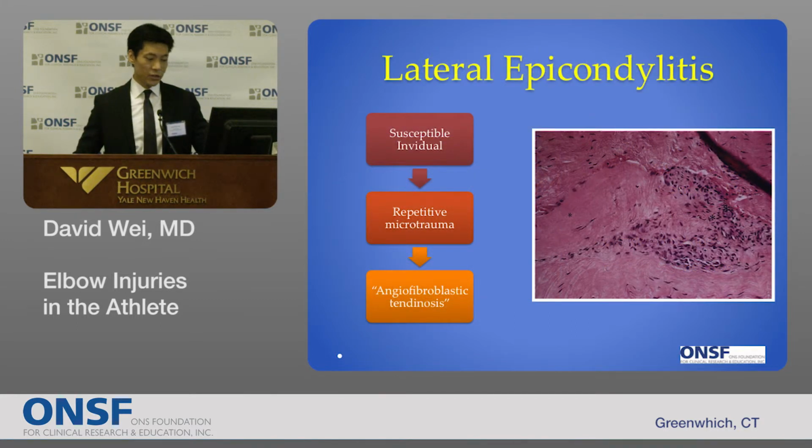So if we take a section of this tissue and look at it underneath the microscope, it can look like this, and this is what we termed the angiofibroblastic changes. And the reason why we think this happens is a susceptible individual has repetitive microtrauma for whatever reason, if it's tennis or any other sport or any other injury that causes repetitive use of the arm, and that leads to the tendinosis that we see.